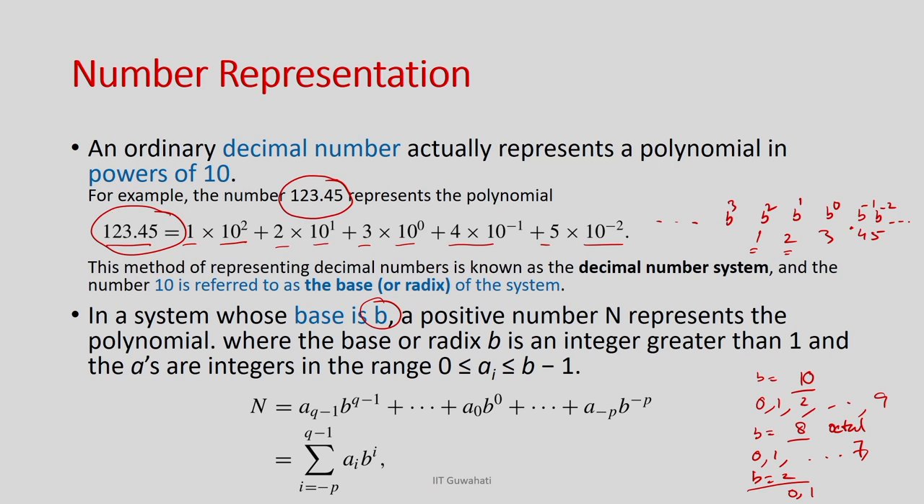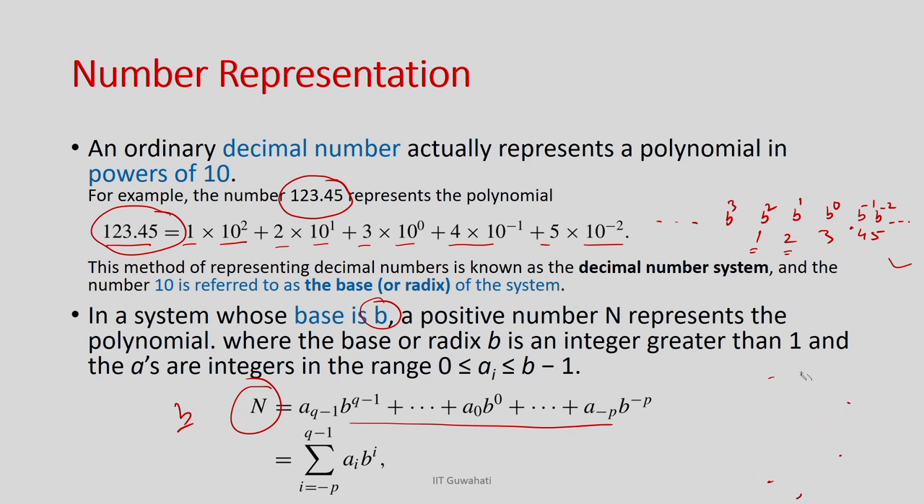So, in general, I will represent a number in a base B using this equation, right. As I wrote here, it is similar to this. If the number in a base B is A0, A1 till A(Q minus 1), and on the fraction side it is A(minus 1), A(minus 2) till A(minus P). So, this is the number you have, and the value is calculated like this.